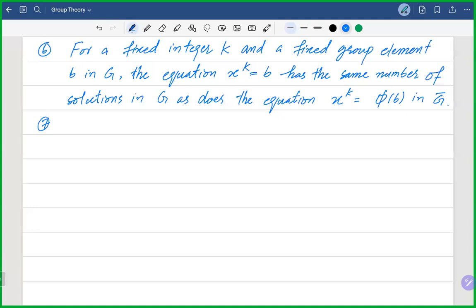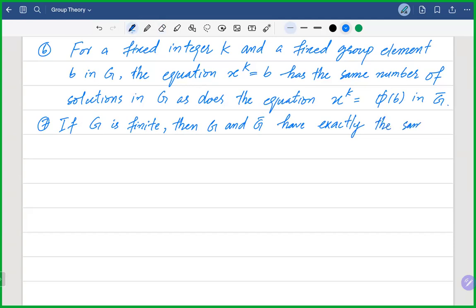7. If G is finite, then G and G bar have exactly the same number of elements of every order. Perfect.